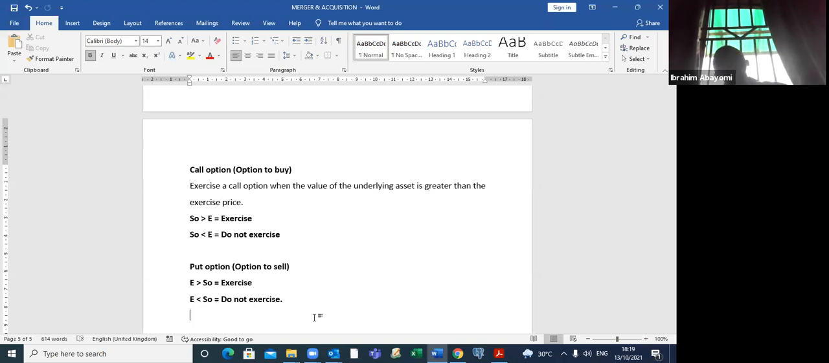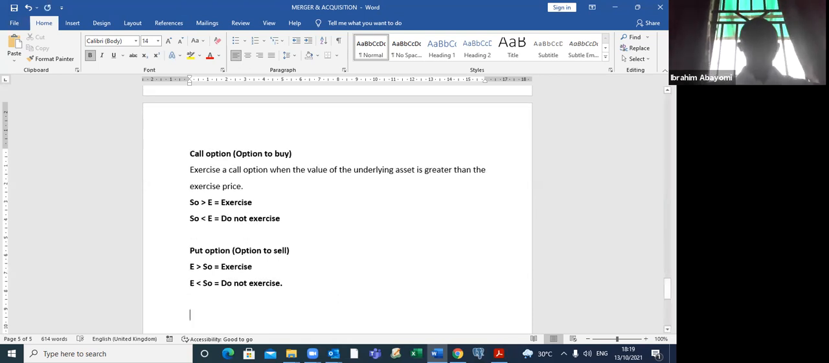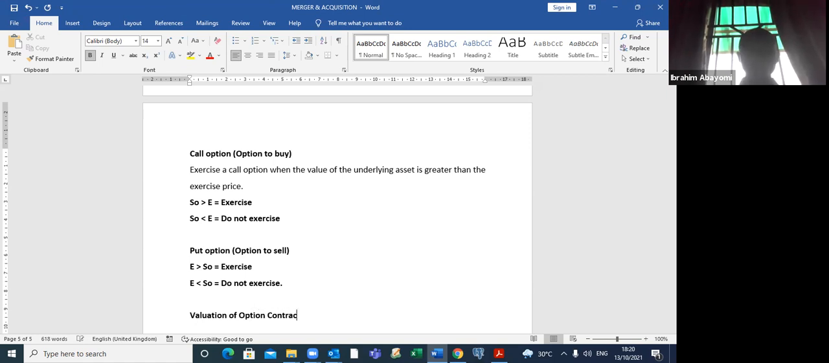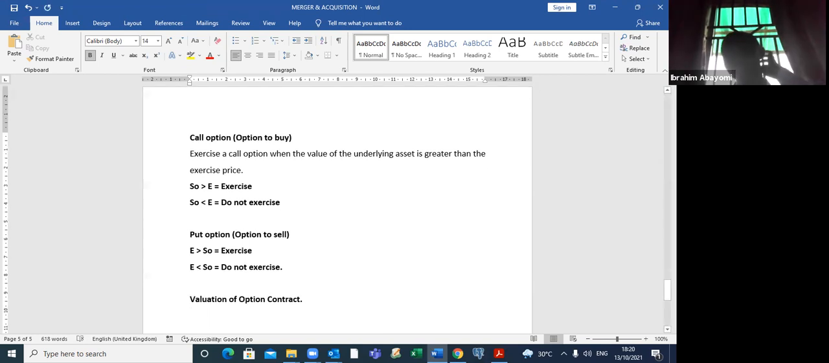Now, this is what you need to know as some of the concepts of options. Now, how do we value options? Valuation of option contracts. Every option has a value. The value of an option is like the premium you are paying. The premium you are paying is the value of the option.